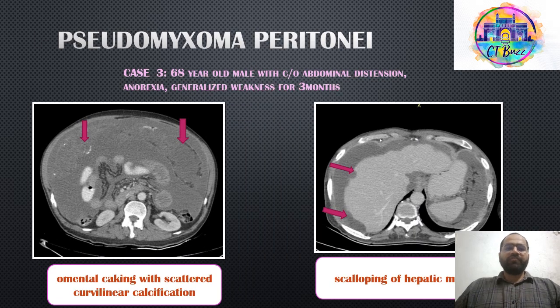Coming to the next case, which is pseudomyxoma peritonei. Case 3, a 68-year-old male with complaints of abdominal distension, anorexia, and generalized weakness for 3 months. We can see omental caking with scattered curvilinear calcification and scalloping of the hepatic margins.